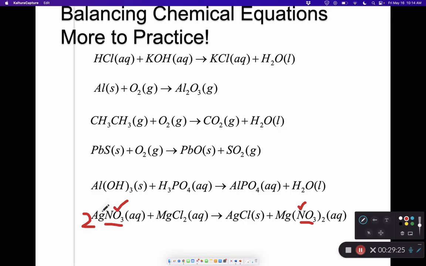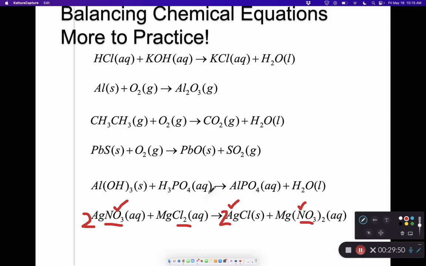Now look at the silver. You just made 2 silver atoms now. So it means you need to multiply AgCl by 2. Now you have 2 silver on the right, so these are good. Now look at the chlorine. 2 chlorine atoms on the right hand side, 2 chlorine atoms on the left hand side. All is done. You are good to go, right?